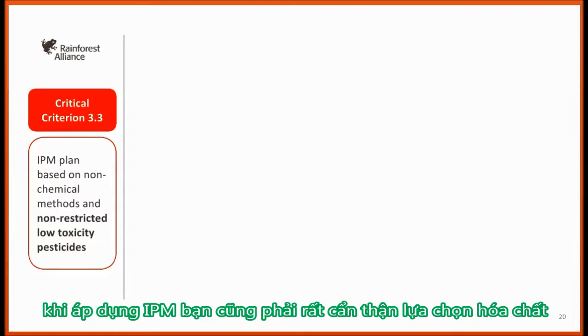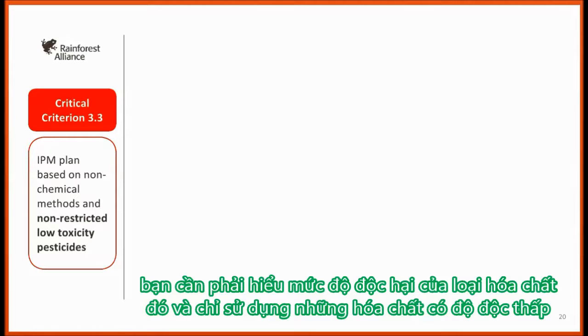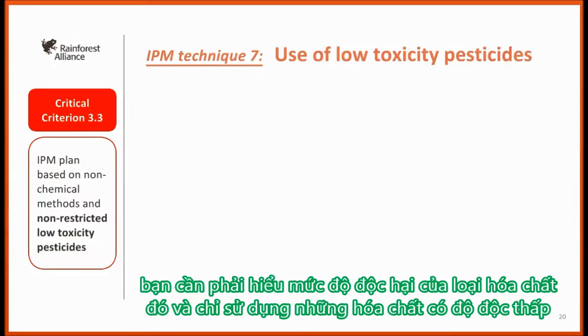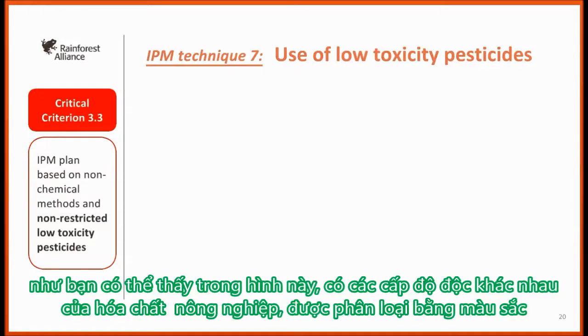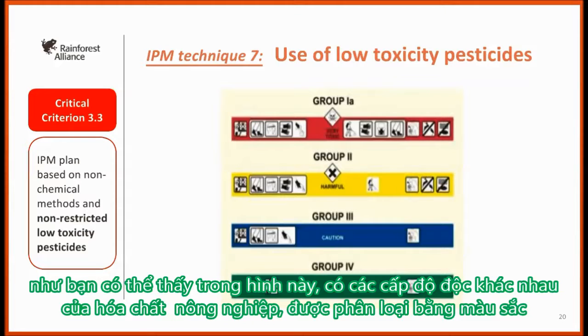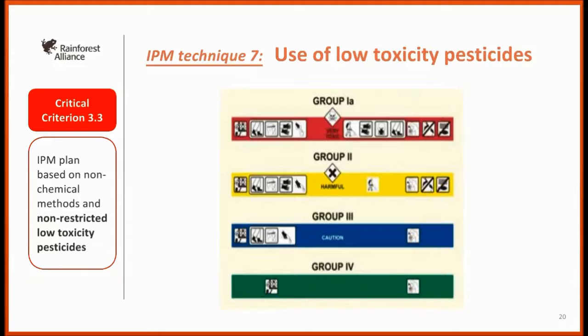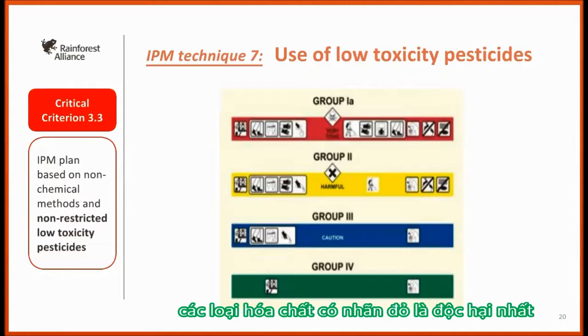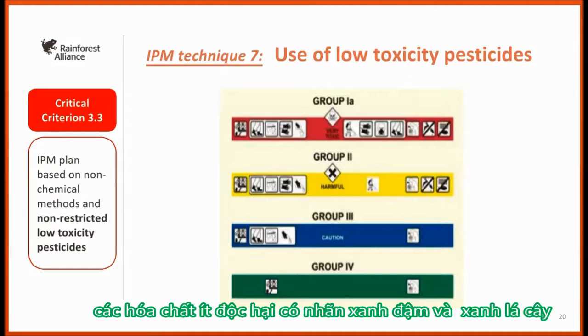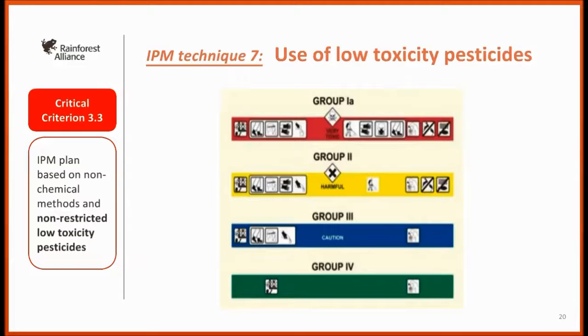When you conduct IPM, you are also very careful about selection of chemicals. You should be aware of the toxicity level of a product and only use low toxicity chemicals. As you see in this chart, there are different levels of toxicity of agrochemicals that are categorized by color. The red label chemicals are most toxic, and the green label chemicals are least toxic. Low toxicity chemicals are those that hold a blue label or a green label.